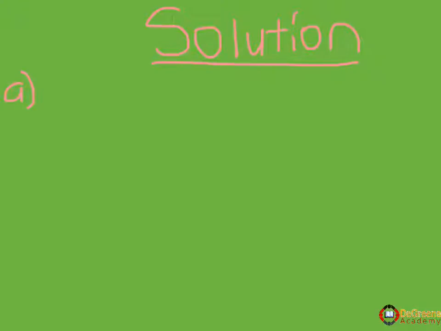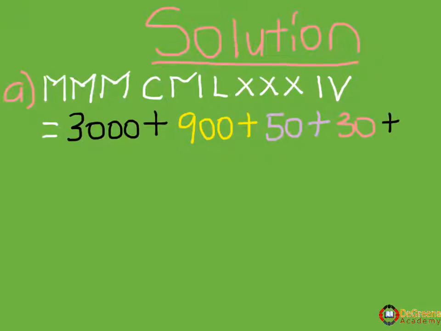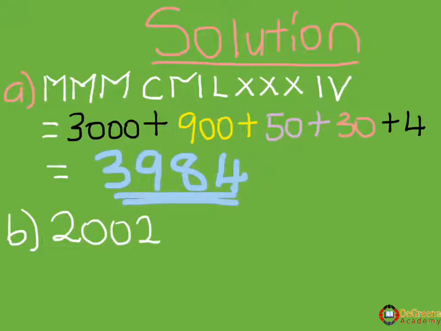Solution. A, M represents 1000. The 3M represents 3000. CM, as we can see from the examples above, it represents 900. L represents 50. 3X represents 30. And IV represents 4. So you have 3000 plus 900 plus 50 plus 30 plus 4. That gives us 3984.